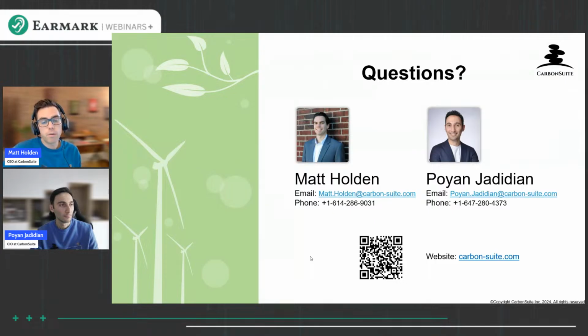There's a few we're working with that are disclosing to CDP, one of those frameworks I mentioned. This is an annual process where you disclose lots of information about your environmental performance. It's quite time intensive, so we're helping them to automate some of those processes.